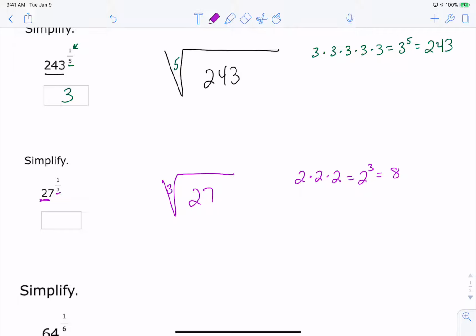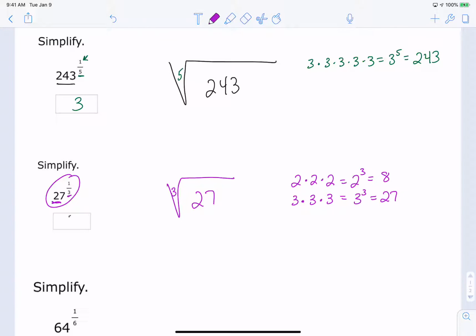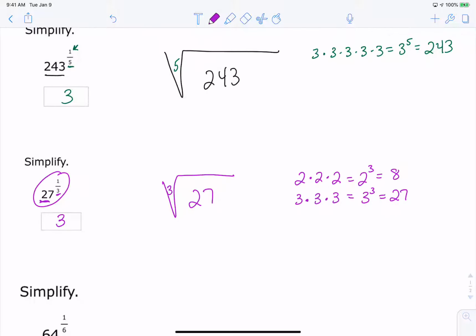Well, that would give us 8, so that's too low. So now try 3. 3 times 3 times 3, same as 3 to the 3rd. Well, 3 times 3 is 9. 9 times 3 is 27. So that works. So 27 to the 1/3, same thing as the cube root of 27, is equivalent to 3.